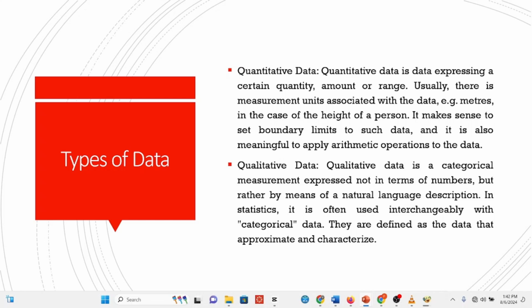It makes sense to set boundary limits to such data, and it is also meaningful to apply arithmetic operations to the data. Qualitative data. Qualitative data is a categorical measurement expressed not in terms of numbers, but rather by means of a natural language description. In statistics, it is often used interchangeably with categorical data. They are defined as the data that approximate and characterize.